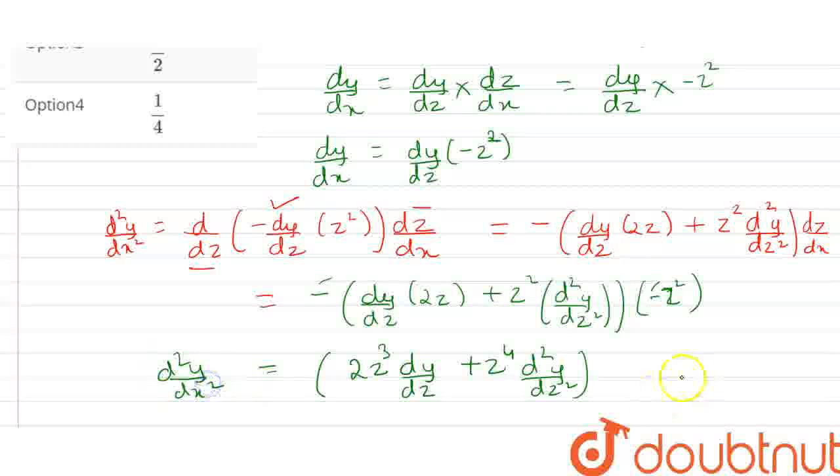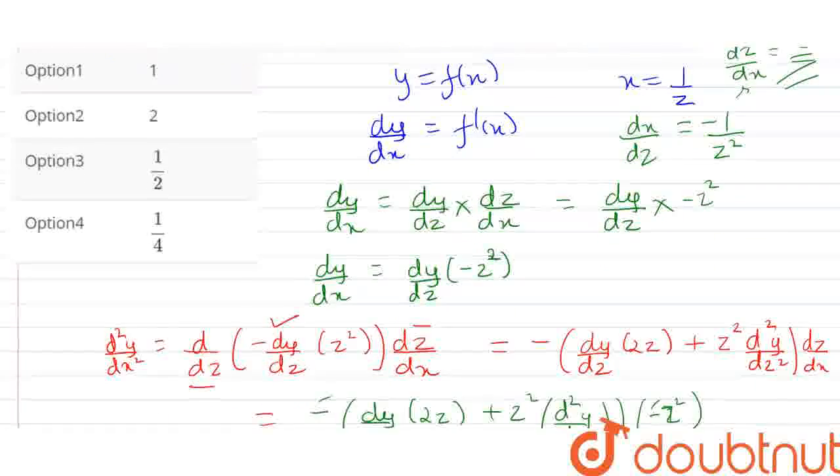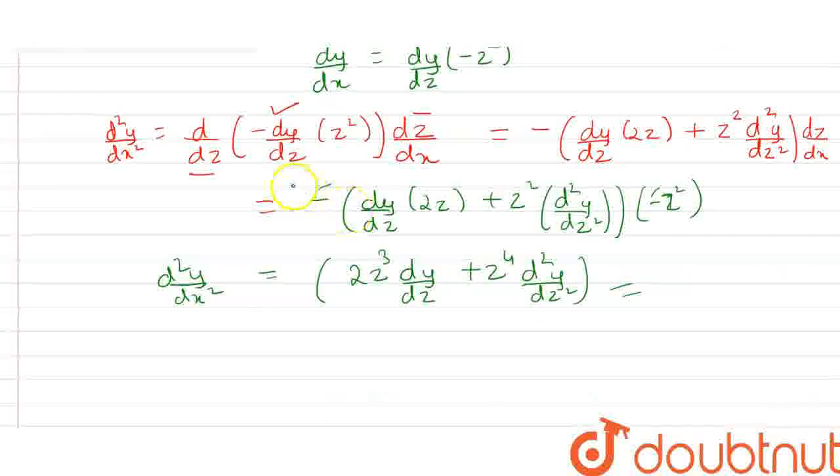This is equal to d2y upon dx square, and this is exactly matching the equation given in the question. So our lambda will be the z cube coefficient, that is 2. So lambda is equal to 2 after comparing.